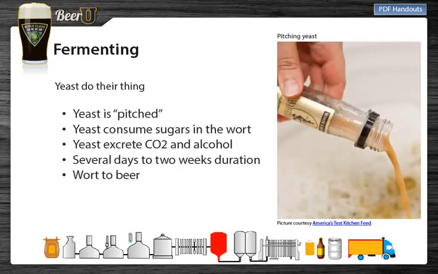Fermentation can happen in as little as a few days for some ales, while lager fermentation can take up to a couple of weeks. Once the yeast have produced CO2 and alcohol, the wort can then be called beer.